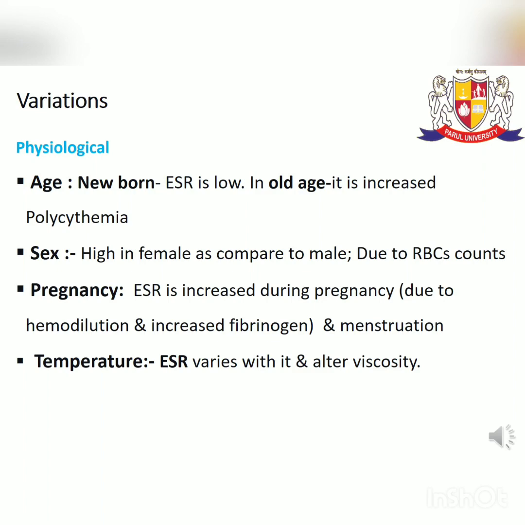Physiological variations. According to age, in newborns erythrocyte sedimentation rate is low and in old age it increases. As per gender, erythrocyte sedimentation rate is higher in females compared to males due to the number of red blood cells. In pregnancy, erythrocyte sedimentation rate is increased due to hemodilution and increased fibrinogen. Temperature affects erythrocyte sedimentation rate due to alteration in viscosity.